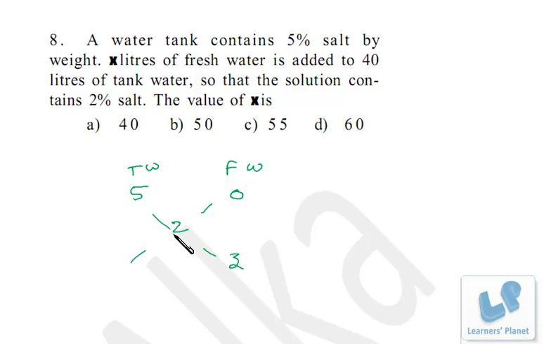5 minus 2, 3, and 2 minus 0, it's 2. Now we are given the quantity of tank water, that is 40 liters. That means this 2 is actually 40 liters. Now if 2 is 40, 3 must be 60, right? So fresh water is actually 60 liters that we are going to add, and fresh water is X liters, that means X is 60.